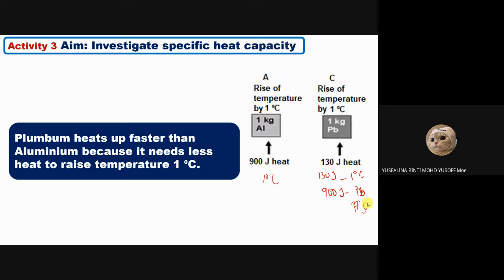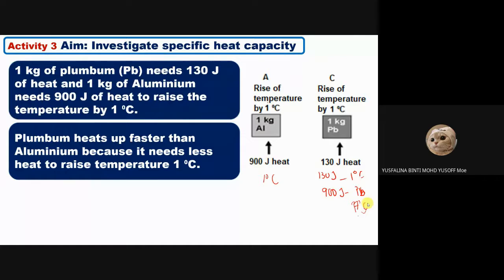So you can see here, if less heat is needed, it will increase higher. So plumbum heats faster than aluminium because it needs less heat to raise the temperature 1 degree Celsius. Okay, so that is the specific heat capacity. So remember for the heat capacity we compare the same material, water with water, but different mass. But for the specific heat capacity, we compare different material, but the mass must be the same. So usually it's 1 kg. Okay, 1 kg of substance.